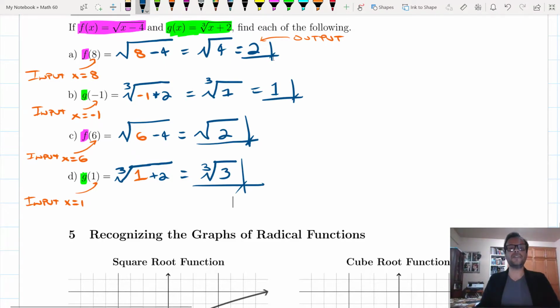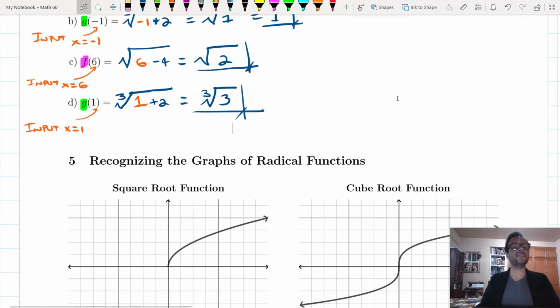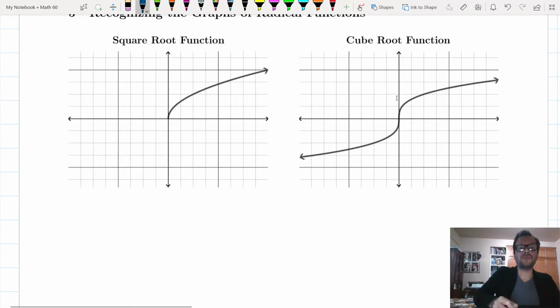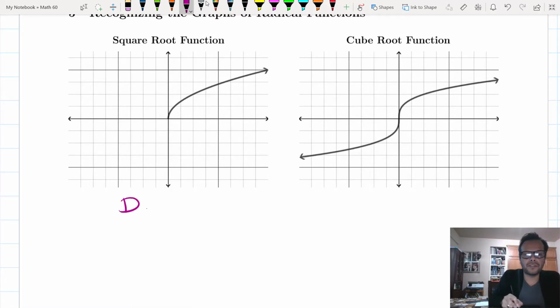All right. Now the next part will be recognizing the graphs of a radical function, right? So the square root function is going to look like this, right? It's hard to draw, right? It's not easy to draw here on the tablet, right? And the cube root looks like this. Okay, let's identify the domain and the range of these two functions.